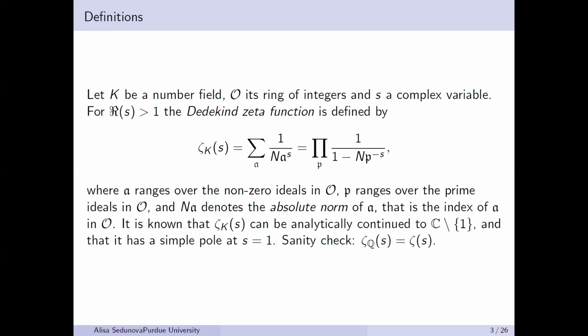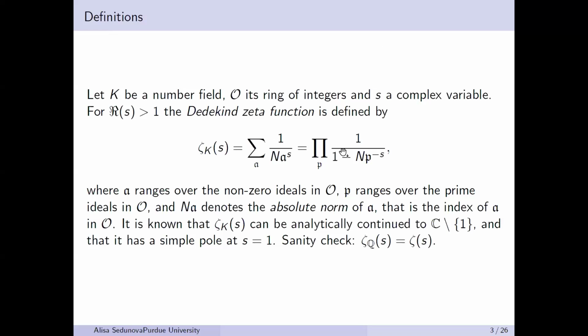So let K be a number field, and we call A its ring of integers, and s a complex variable. When the real part of s is greater than 1, we define the Dedekind zeta function as the following expression. And as you can see, maybe I can do it over here. This is supposed to be visible.